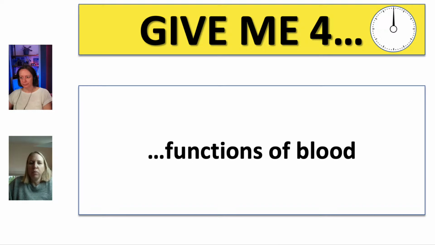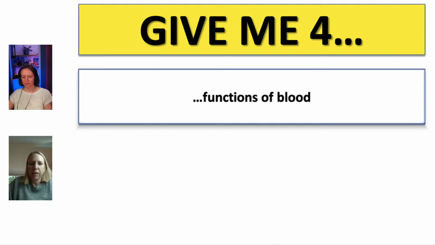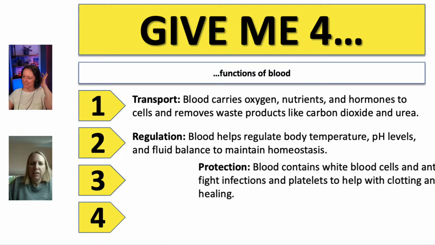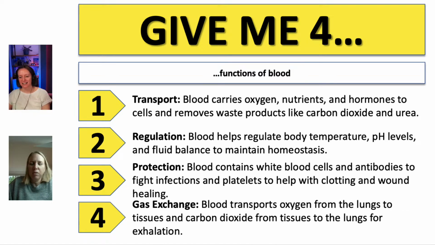I'm sure when you see them, you'll be like, oh, yeah, this makes sense. Very important functions. So look at all those lovely functions. So we've got transport. So blood carries oxygen, nutrients and hormones to cells and removes waste products like carbon dioxide and urea. So transport is one key function. Okay. And then regulation is another function of blood, because it can help to regulate body temperature, pH levels and fluid balance to maintain homeostasis.